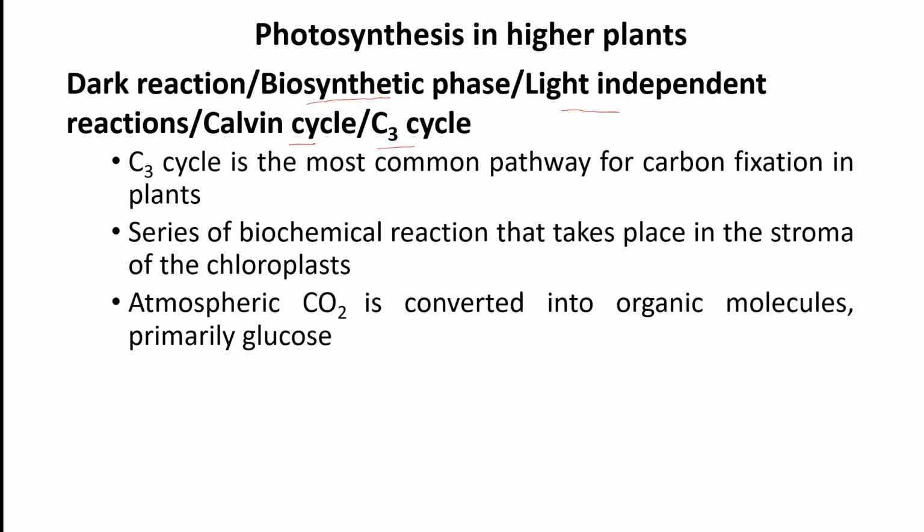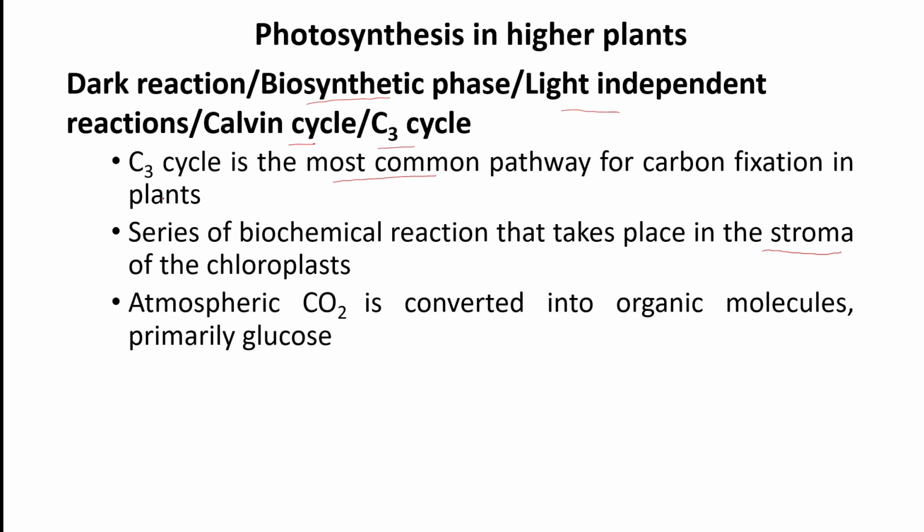Now let's study the C3 cycle in detail. So the C3 cycle is the most common pathway for carbon dioxide fixation in plants. Okay, and how can we define C3 cycle? C3 cycle is a series of biochemical reactions that are taking place in the stroma of the chloroplast. Okay, so what is stroma? We all know stroma is the colorless fluid present inside the chloroplast. So this is the site of dark reaction.